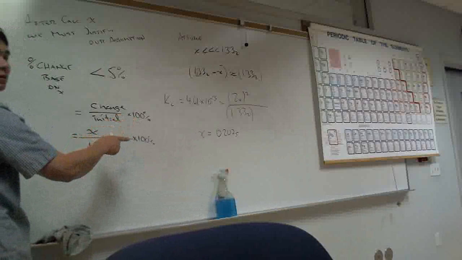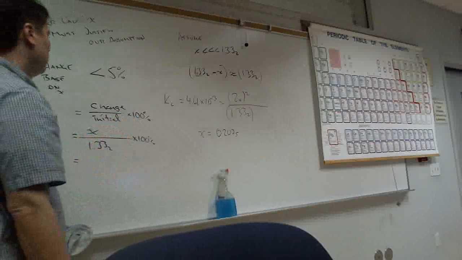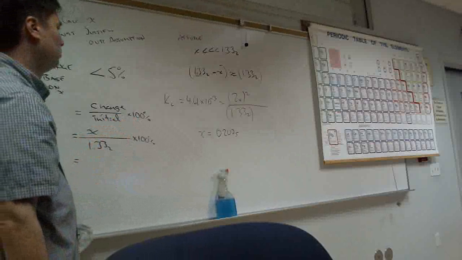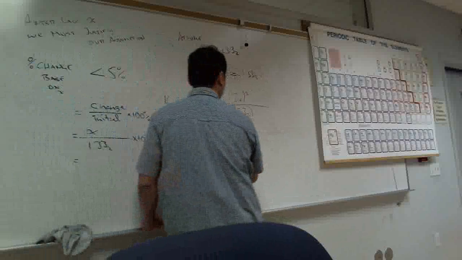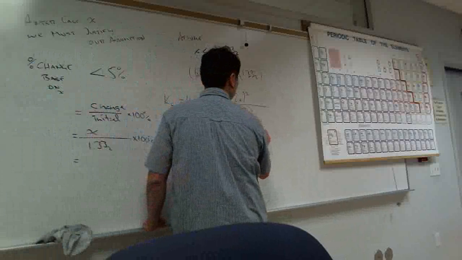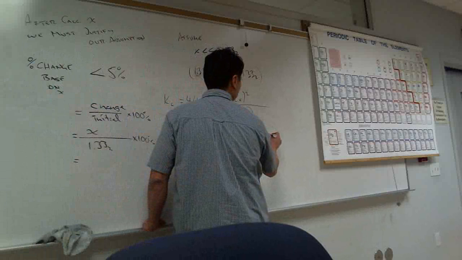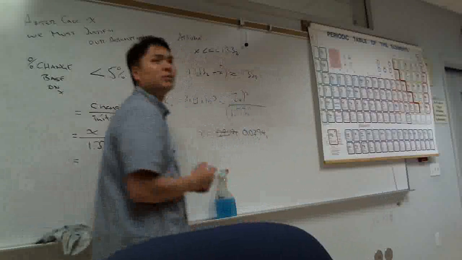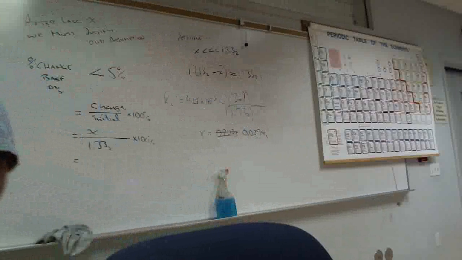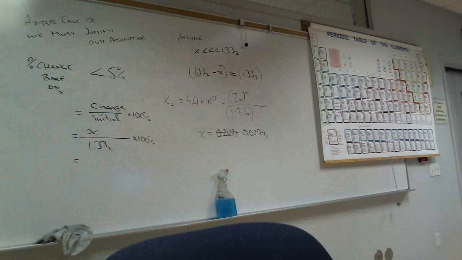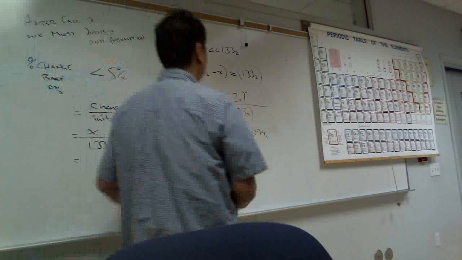And so x, did somebody double check that calculation there? Yeah, actually I got it wrong. X should have been 0.0294. Yeah. Is that what other people got? No, 0.039? Well, it sounds like most people got 0.039, so let's try that.